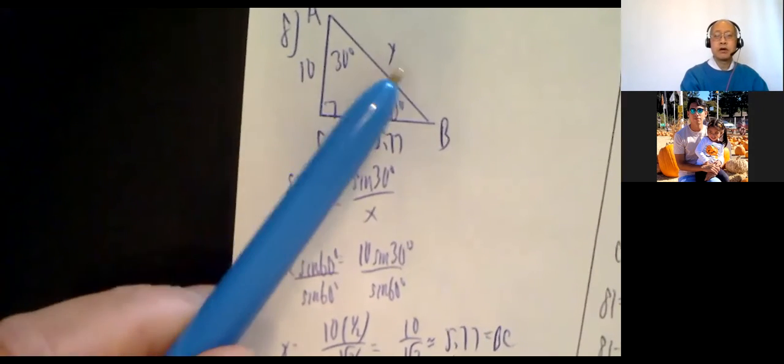Cosine of 30 degrees is 10 over y. Cosine is adjacent over hypotenuse.